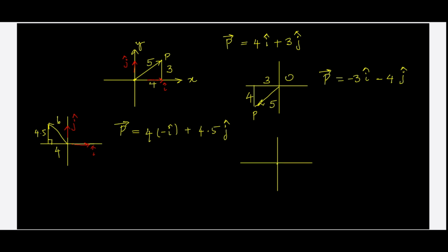So finally, if your vector is in the 4th quadrant, let's take this 6 and 4, and this is 4.5, then your P vector is 4.5 i cap minus 4 j cap, right? So depending on which quadrant your vector is in, you have to very clearly mention the direction of the vector. Okay.